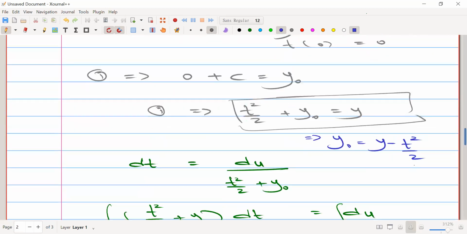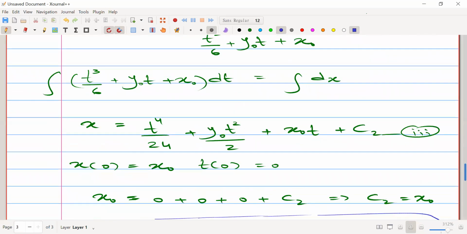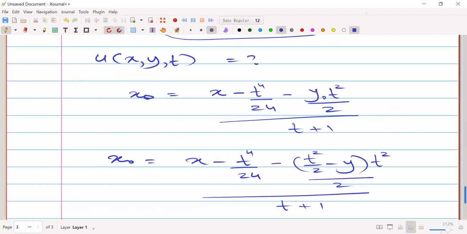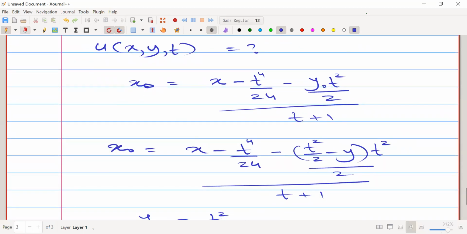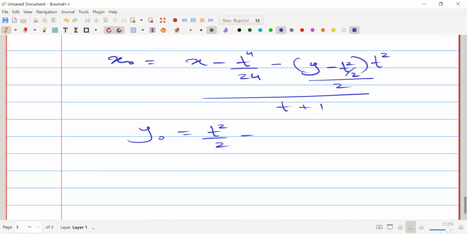y naught equals y minus t squared over 2, sorry. It's y minus t squared over 2. So we have y minus t squared over 2, and again here we have y minus t squared over 2.